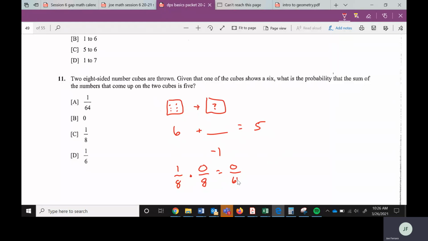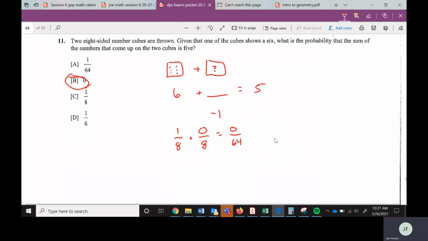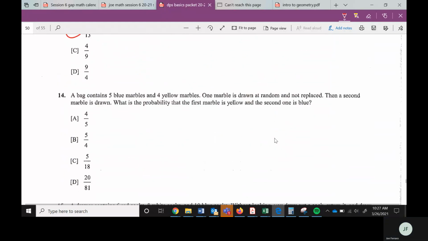So we'd get 0 over 64, but 0 divided by anything is just 0. It can't happen. If you get a 6 on the first one, we can't have them add up to 5. Okay, so that probability would be 0. It can't happen. All right, 2 left, 14.